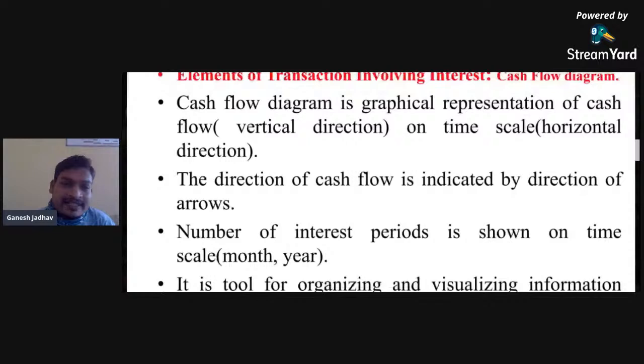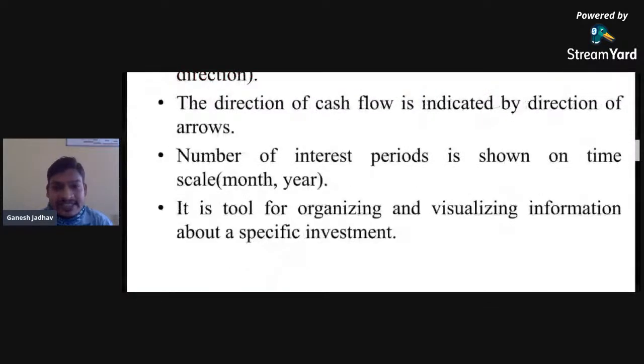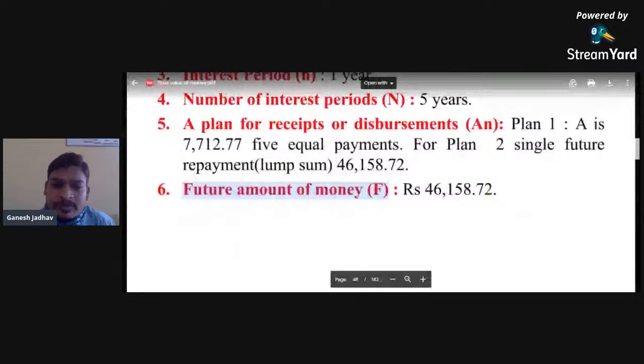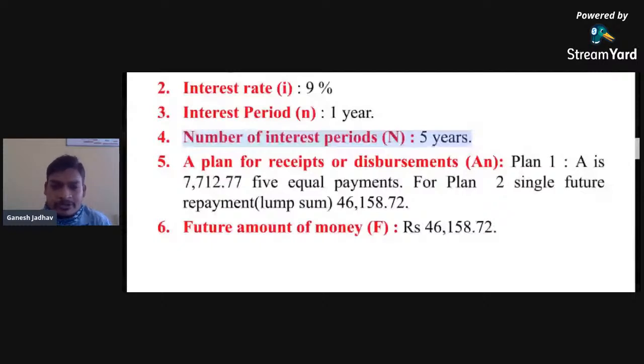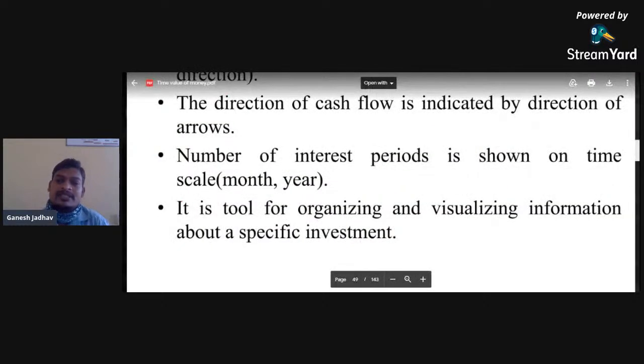Then the number of interest periods. Number of interest periods means how many. For the above example, the number of interest periods is 5 years. Okay, so the number of interest periods is 5. The interest period is shown on the time scale in months or years.